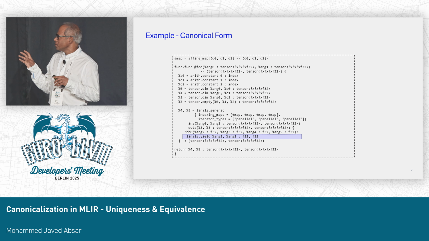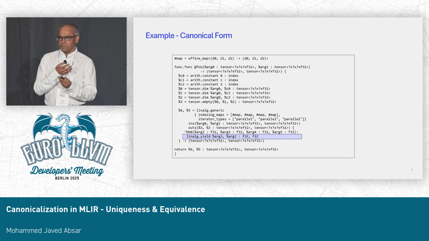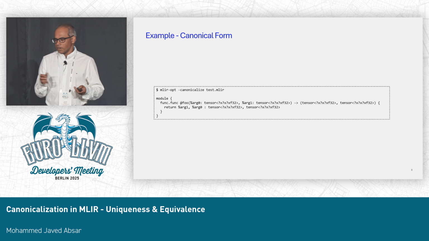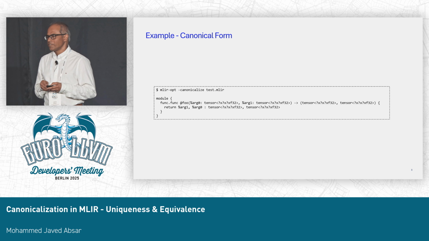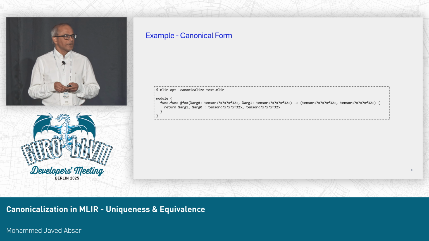But what's really happening inside the generic is yielding back the inputs that it got in the reverse order. And if you run the canonicalizer, this is a much better code, isn't it? Yeah? OK, so that's great. Talk is over. That's what the canonicalizer does.